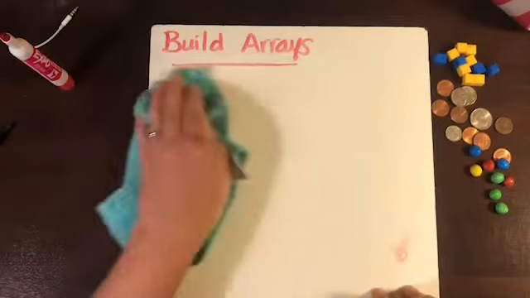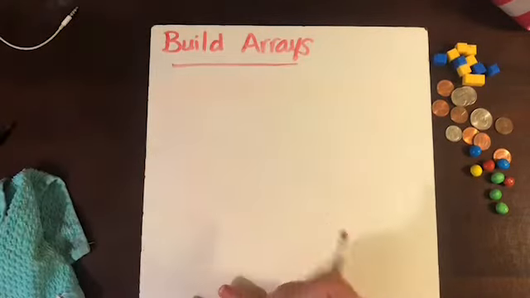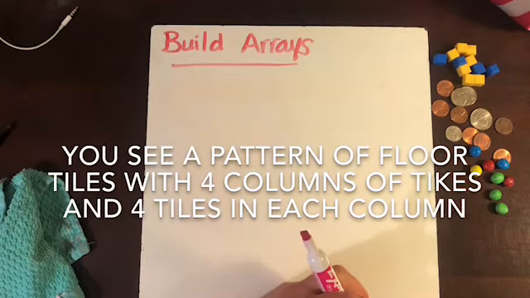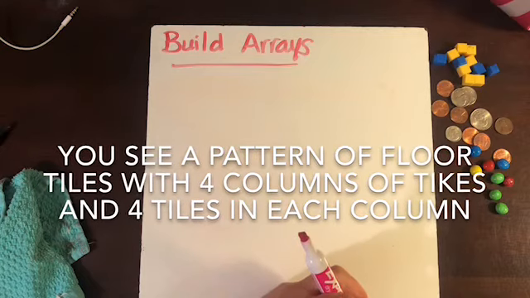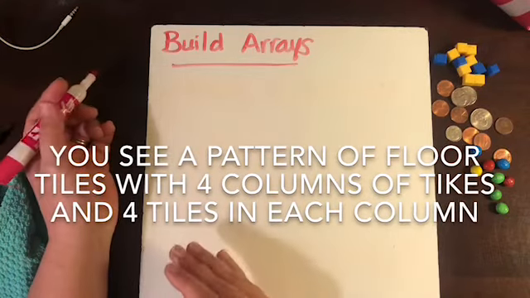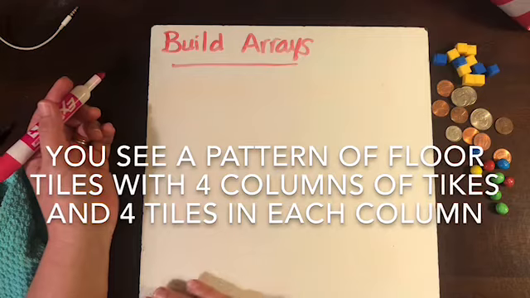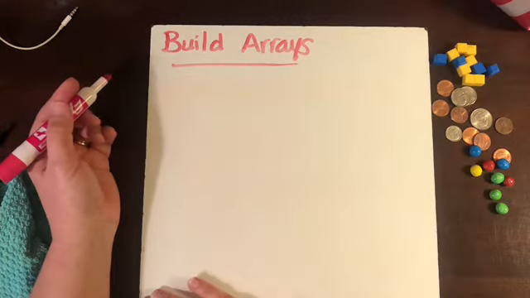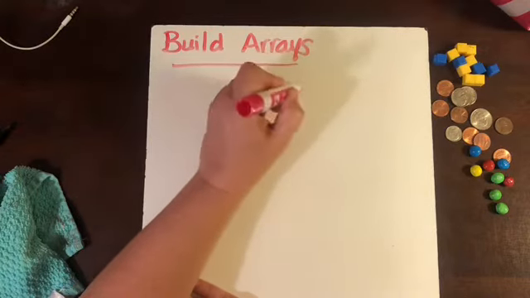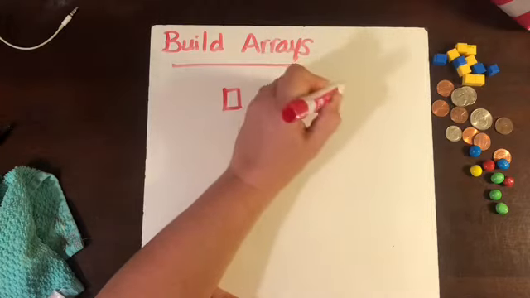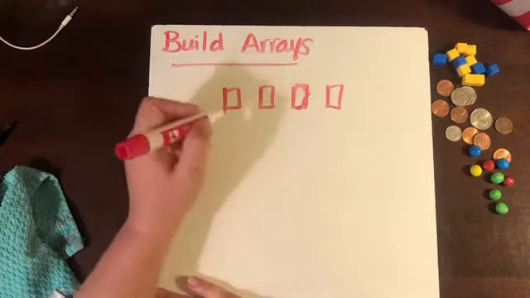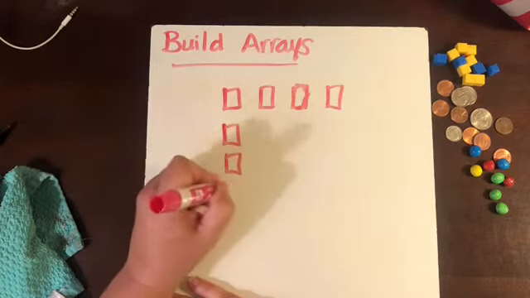I have another number story for you. My number story here says, you see a pattern of floor tiles with 4 columns of tiles and 4 tiles in each column. How many tiles are there in all? Okay, so that's where we got to remember our columns and our rows. So I see floor tiles with 4 columns. Okay, so it's going to be 4 columns. There's 1, 2, 3, 4. These are going to be my columns. And how many are in each column? It said 4.